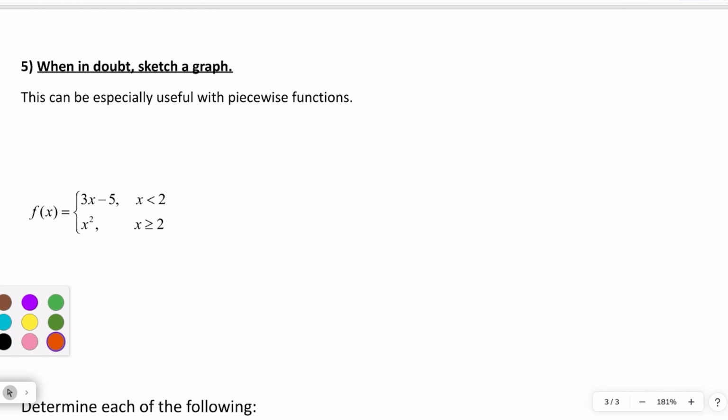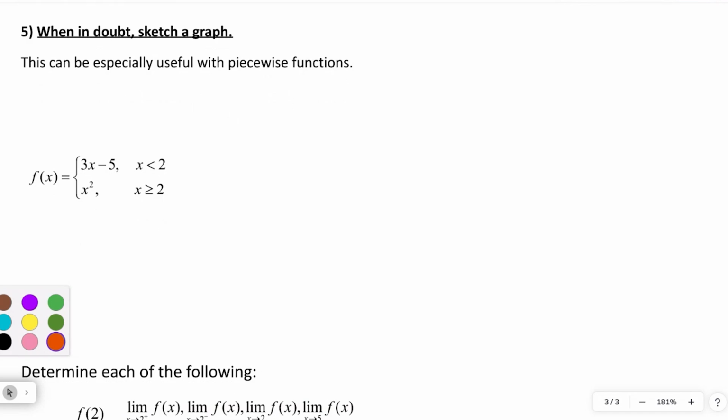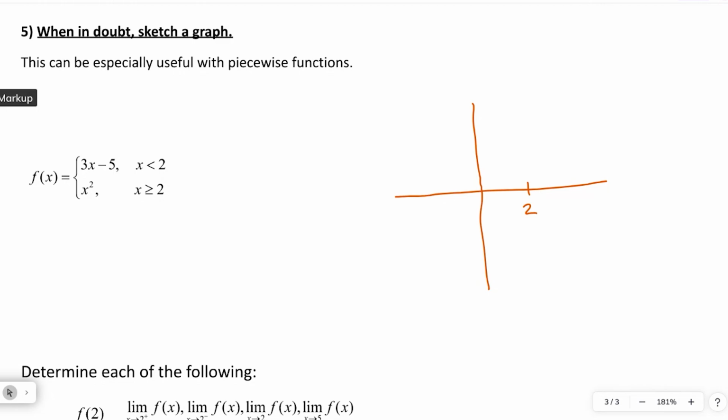Okay. Now, if you're not really sure what's going on, especially when you have piecewise functions, sometimes it's good to just sketch a graph out. It doesn't have to be super detailed, but it can definitely help you to understand what the limit is. So we've got this function, 3x minus 5 when x is less than 2, and x squared when x is greater than or equal to 2. So now here's 2. I'm going to draw a little vertical line here to highlight where I'm switching from the first function to the second function.